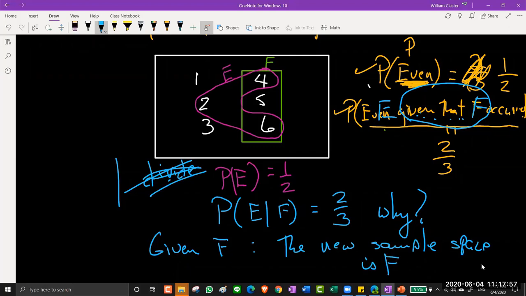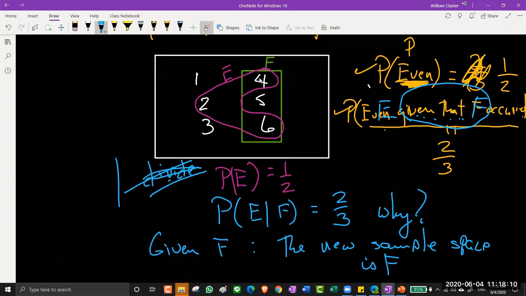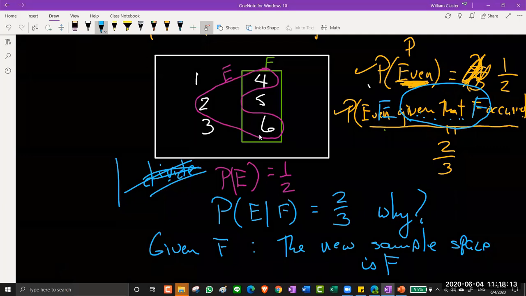Okay, does everyone agree with that? So the only set of things that can occur are within F. Now once we're in F, how big is the new sample space? 3. And within that new sample space, how many are there? 2. Okay, so that's how we can show that it should be 2/3. Does everyone follow that argument?